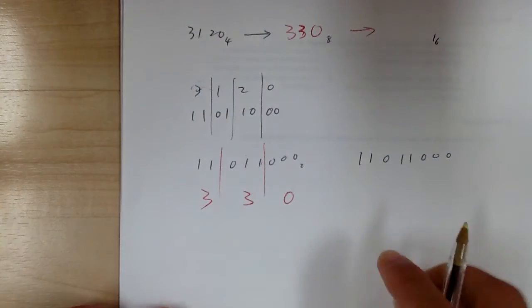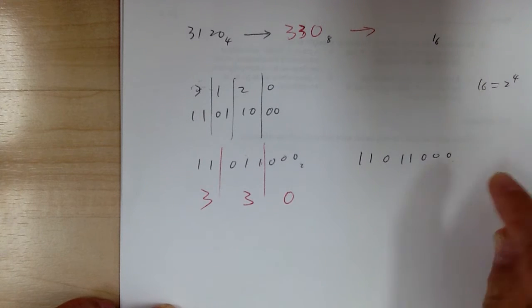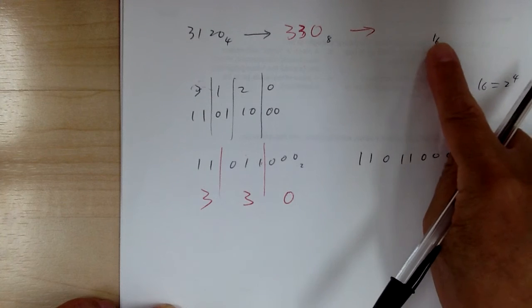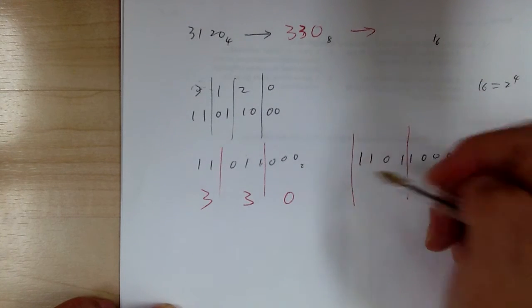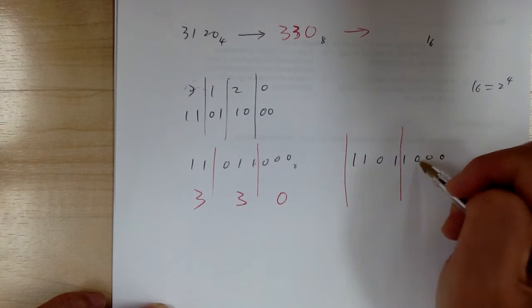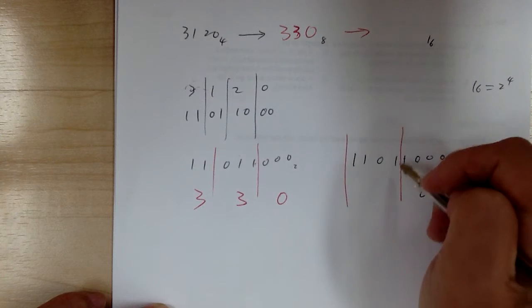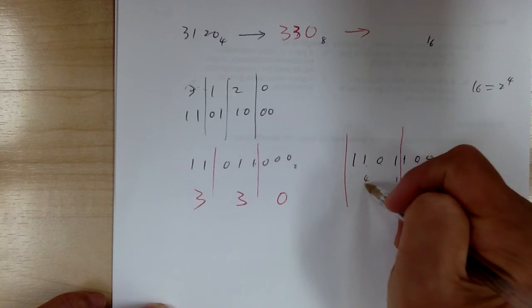1101100, right? Because this is base 2, and 16 equals 2 to the 4th power, it means 4 digits of this will equal 1 digit of that. So you cut it into 4 digits. Now, this is 1, 2, 4, 8, so this is equal to 8. So you kind of have to keep track. 1, 2, 4, 8.